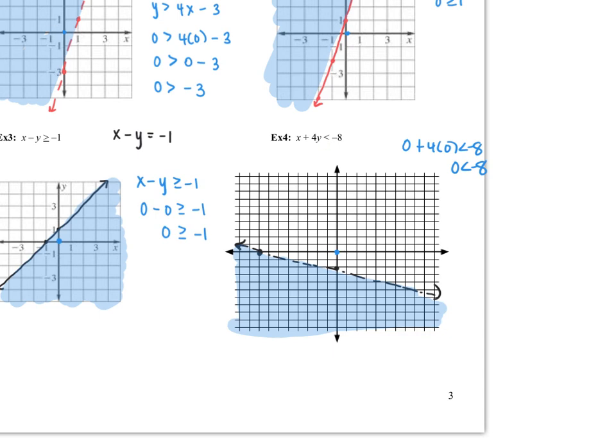My inequality was less than, so that tells me to connect with a dashed line. And then my test point was 0, 0. So if I change x and y to 0, I ended up with the statement 0 is less than -8, which is not true, which means that solutions must be on the opposite side from 0.